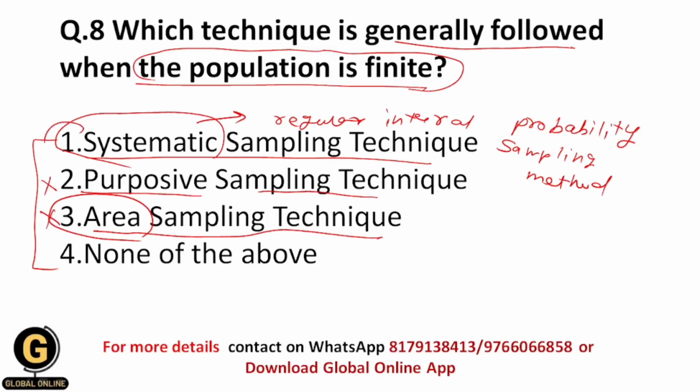So the first option is obviously the correct answer to this question, because whenever a researcher knows the amount of population present, then he can make a number of intervals based on that, and he can systematically apply a sampling technique. So the correct answer is 1.